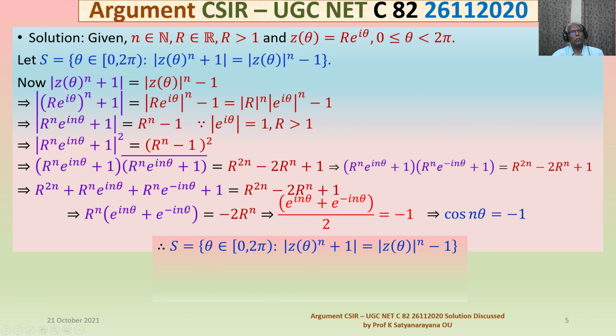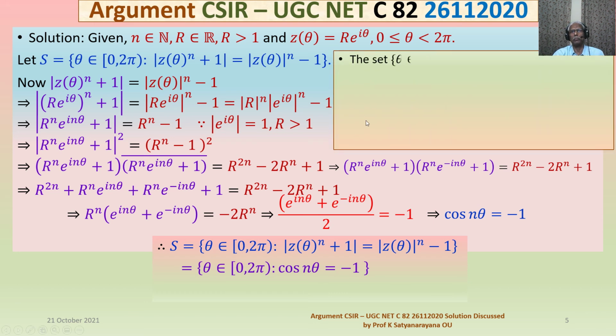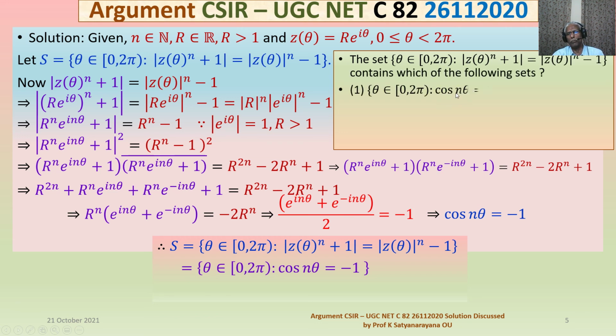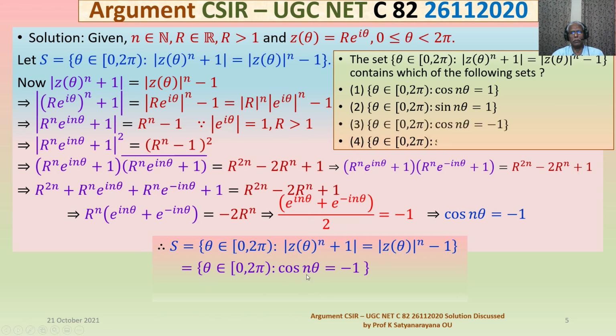Therefore, S is equal to the set of all theta belonging to [0, 2π) such that cos n theta = −1. So let's look at our problem. The problem asks which of the given sets is contained in S, but that set is precisely equal to this set. So we see the answer is option 3. So the answer is option 3.